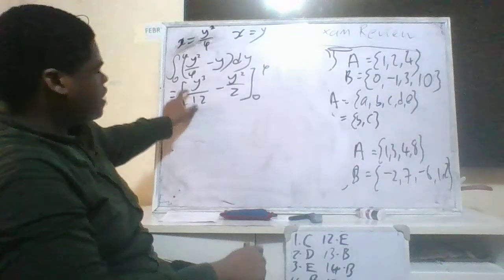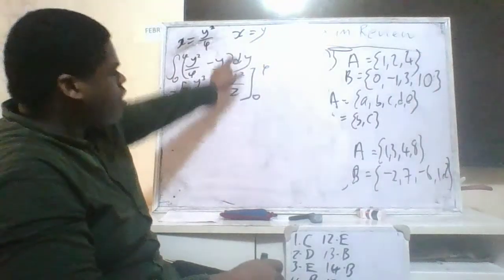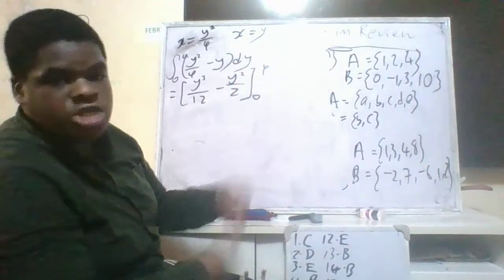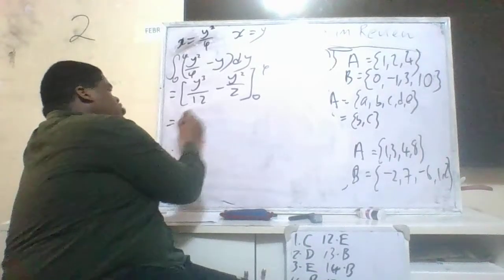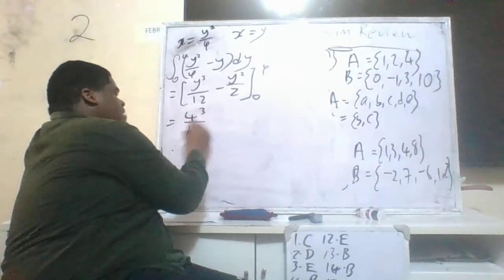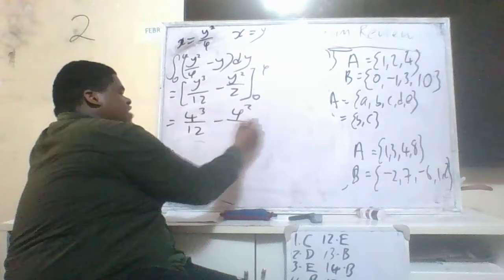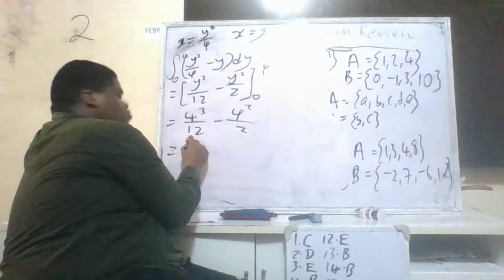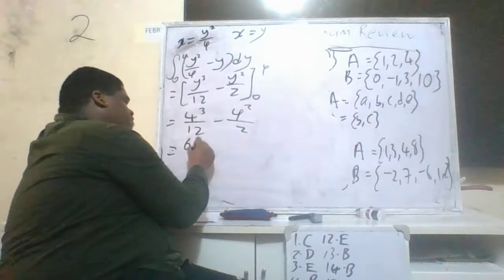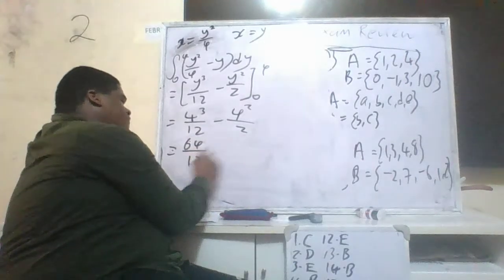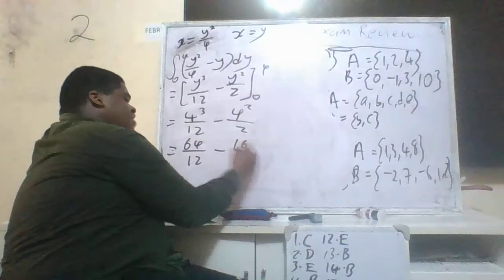0 to the power of 3 divided by 12 is still 0. 0 squared divided by 2 is still 0. So there's no need to find the lower limit. So let's find the upper limit. This will be equal to 4 to the power of 3 divided by 12 minus 4 squared divided by 2. This is equal to 64 divided by 12 minus 16 divided by 2.